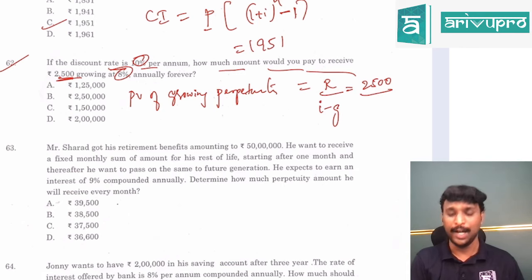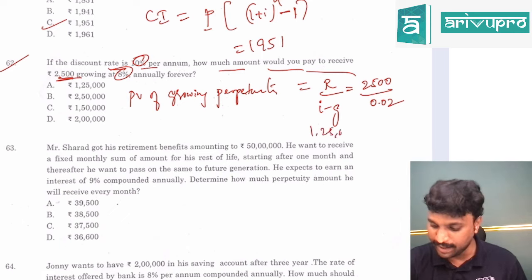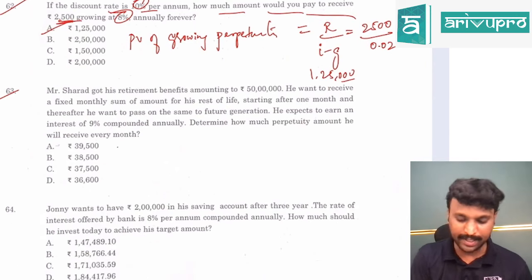The difference is what? 2%. 2% means 0.02. So 2,500 divided by 0.02. Answer is 1,25,000. So this is option A. Look at 63rd question.